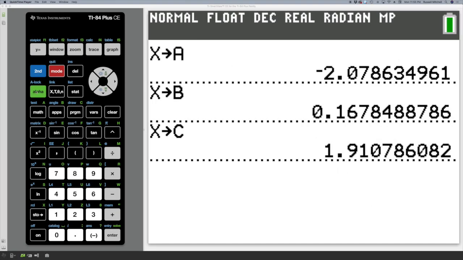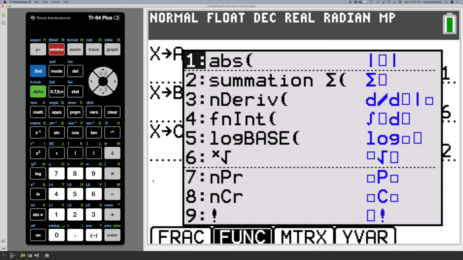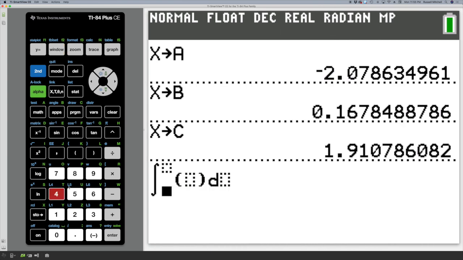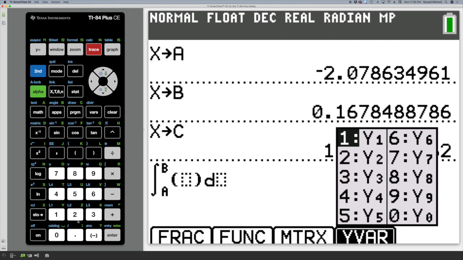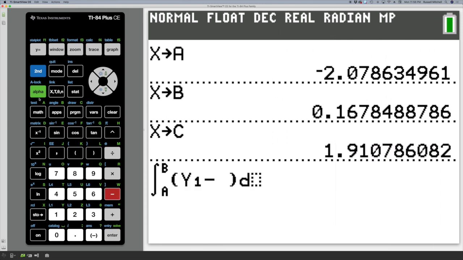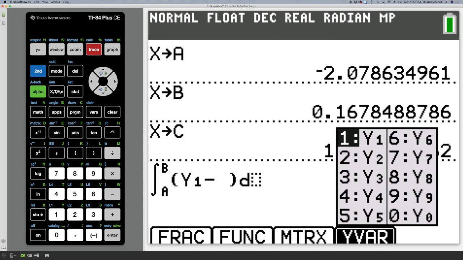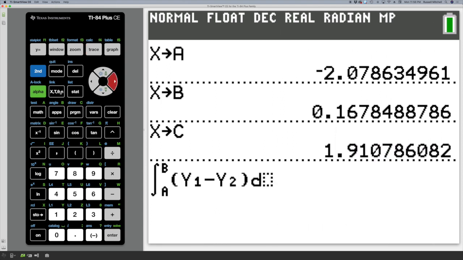So we're going to integrate now. So we're going to press alpha window and select number 4 for function integrate. And we want to integrate from A to B. So alpha A to alpha B. And then the top curve for that from A to B, from that first intersection to the second intersection going from left to right, f of x is the top curve, and we had that stored as y1. So we're going to go alpha trace and select number 1, and then minus alpha trace number 2 for y2, and then dx.